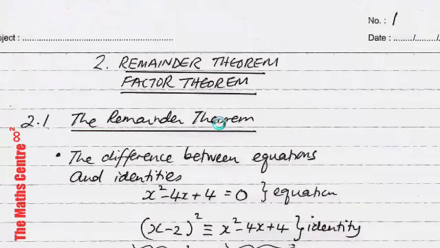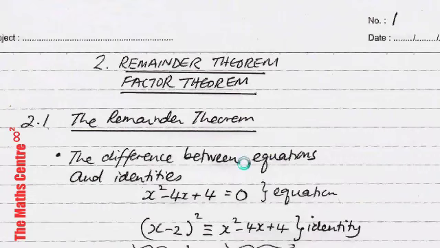Topic 2 is the remainder theorem and the factor theorem. Before we go into the remainder theorem and the factor theorem, let's look at some fundamental ideas. These ideas are going to help us with this chapter and other chapters as well.